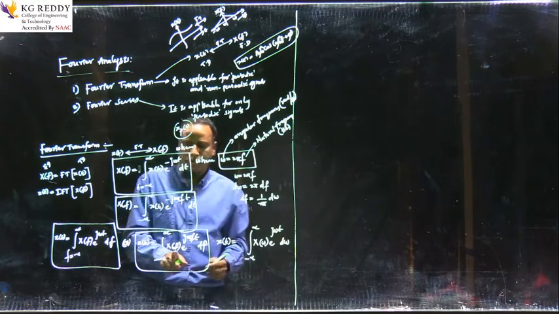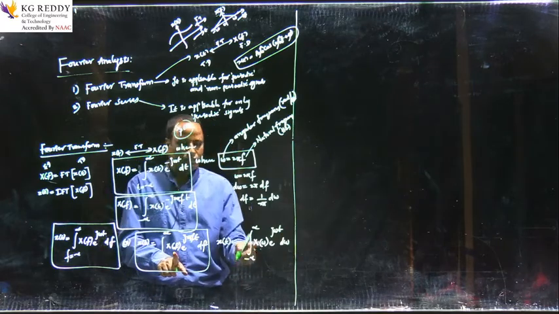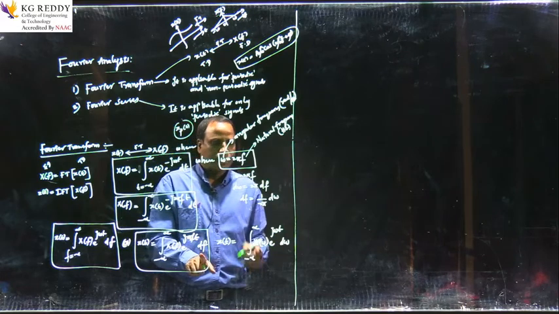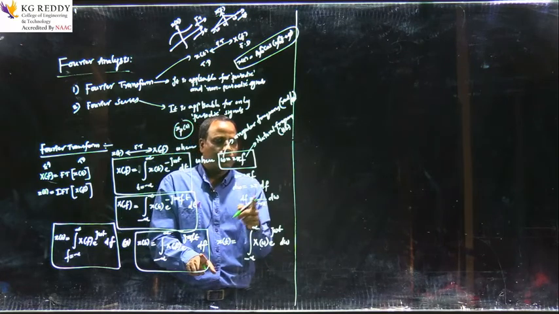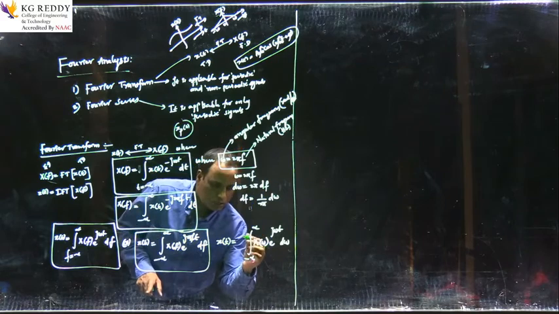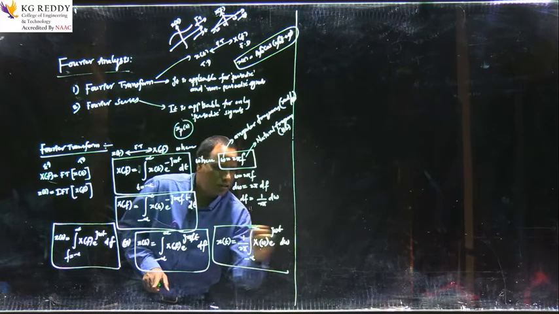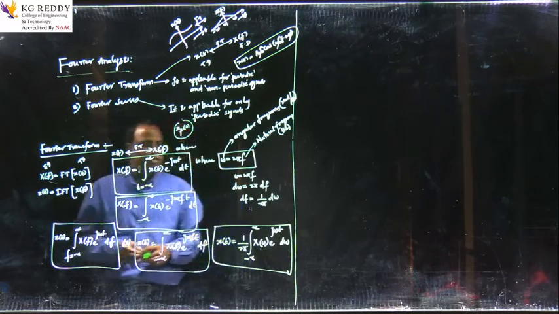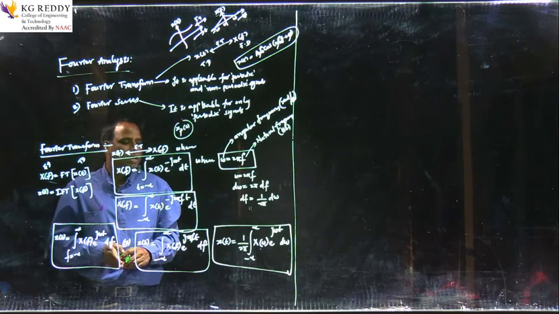So when I say x of f is replaced with x of omega e power j omega t, df can be replaced by 1 by 2 pi into d omega. So it becomes 1 by 2 pi. This is another way of expressing the inverse Fourier transform definition.